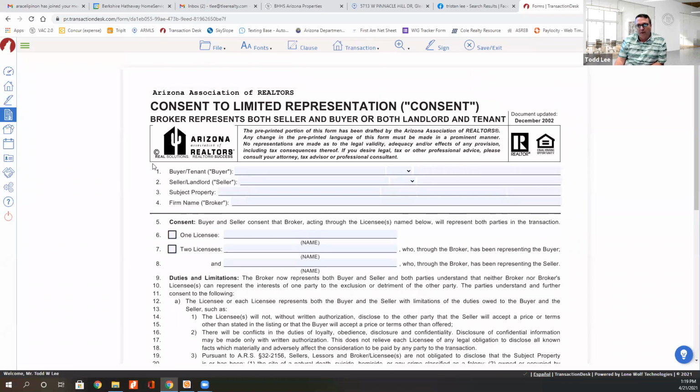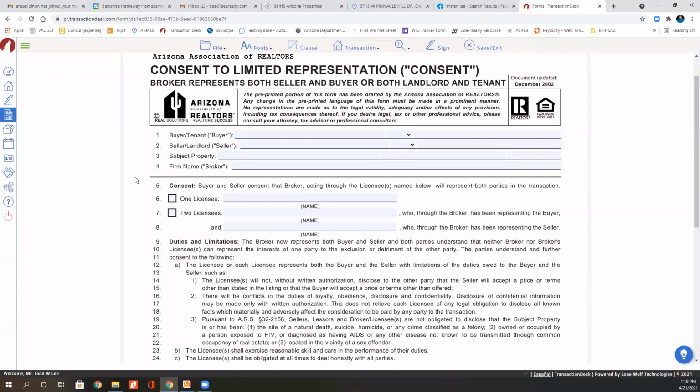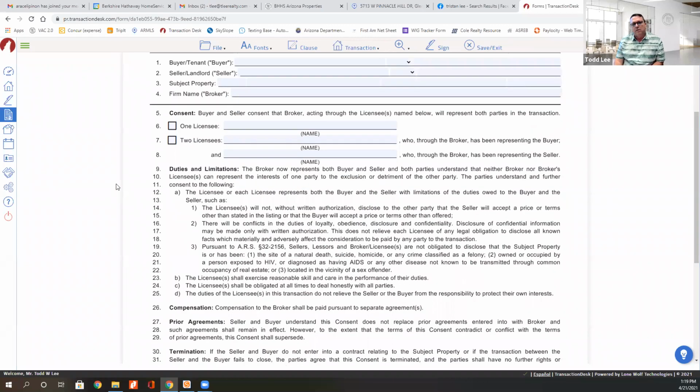Any questions about the consent to limited representation? Yes, I do, Todd. So what are the things that we cannot do when in this situation? So if you are representing both parties, well, we'll just go through that real quick.